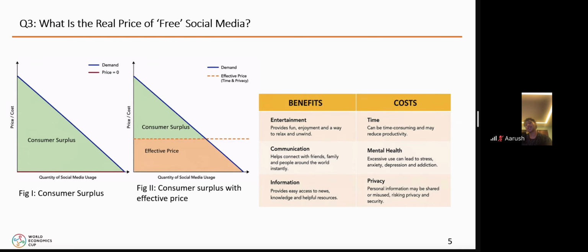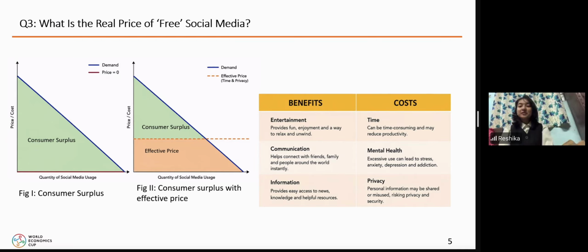What is the real price of free social media? Social media platforms are free for users, while advertisers have to pay for advertising. Users receive welfare like entertainment, communication, information, and many more. The monetary price is zero, and consumer surplus is very high.